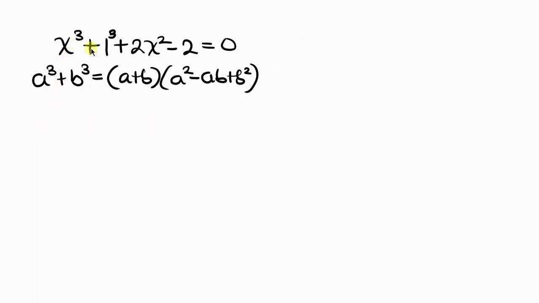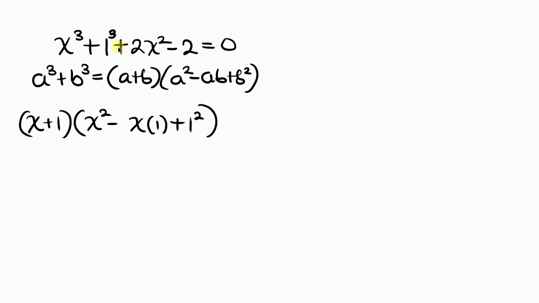So x cubed plus 1 cube, just like this, is x plus 1 times x squared minus x times 1, just like this, and then plus 1 squared. Very good. Plus, so 2 is common here, so we can factor out 2, open brackets. Now 2x squared divided by 2, I have x squared, minus 2 divided by 2, I have 1. And this is equal to 0.